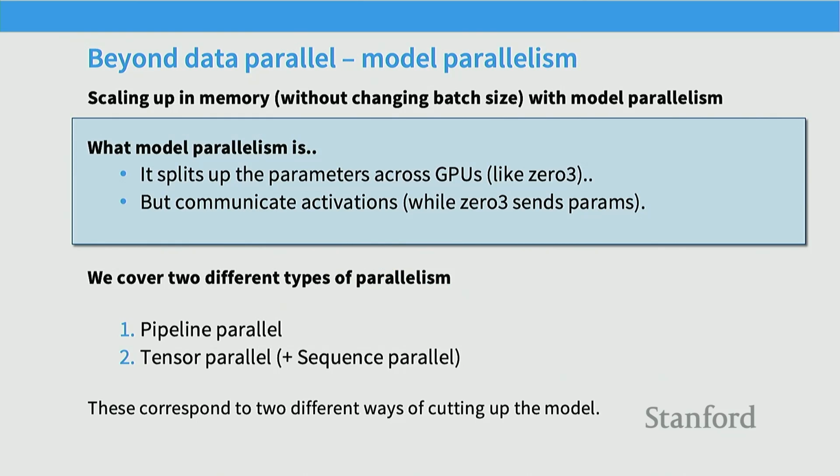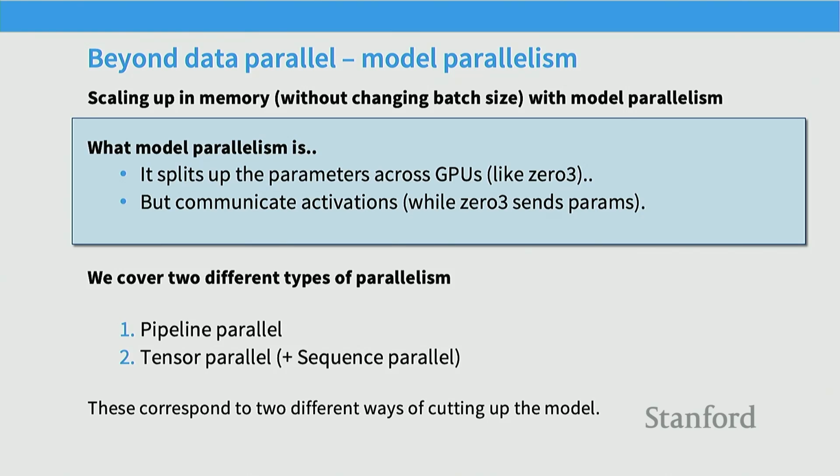We want to scale up in memory without changing the batch size. And we want an alternative axis where we don't need big batch sizes in order to parallelize. And so what we're going to do is split up the parameters across GPUs, and in some ways that's like ZeRO 0-3. But we're not going to communicate parameters anymore. We're going to pass activations around, and that's going to be different. And sometimes activations are going to be much smaller than parameters, and that'll be very good for us.